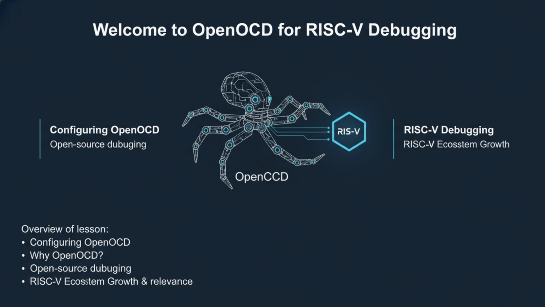Hello everyone, and welcome to this lesson on configuring OpenOCD for Embedded RISC-V debugging. In the rapidly expanding world of embedded systems, RISC-V is emerging as a powerful and open instruction set architecture. To effectively develop and troubleshoot these systems, a robust debugging solution is essential. Today, we'll explore OpenOCD, an open-source on-chip debugger, and learn how to set it up to debug your RISC-V projects.